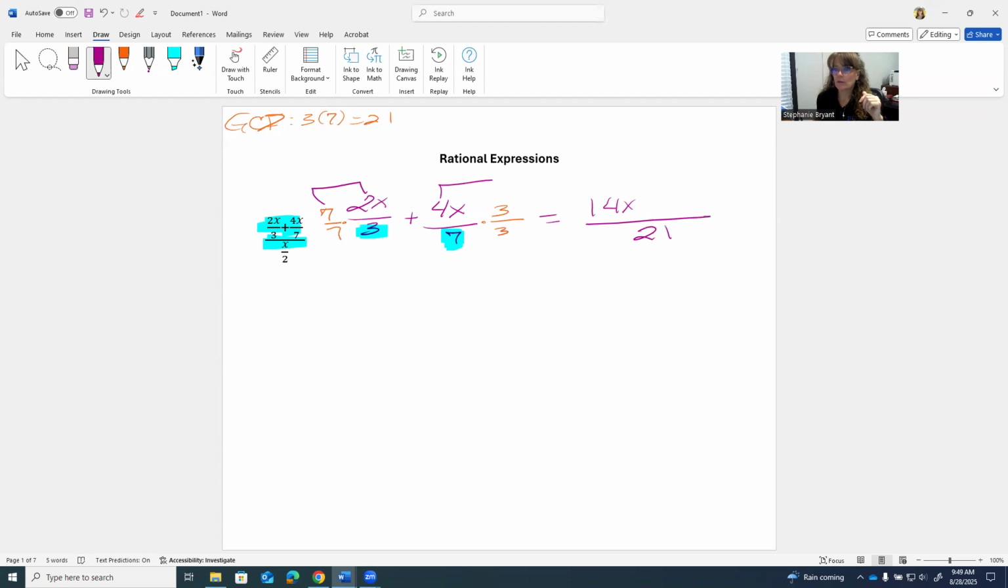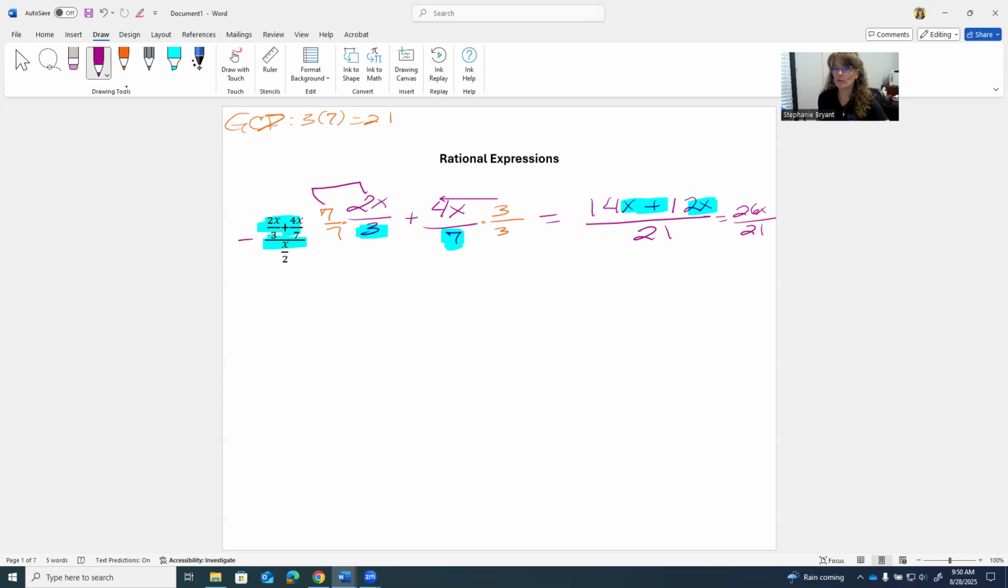And now I got 4x times 3, which is 12x. All right. I noticed that I have x to the first power here and x to the first power here. So I can put those two together using the addition. So I have 14 plus 12, which is 26x over 21. My first thing is I'll need to reduce if possible, but I noticed the 26 is a product of 2 and 13. 21, we know is 3 and 7, so it doesn't reduce. So now let's move on.